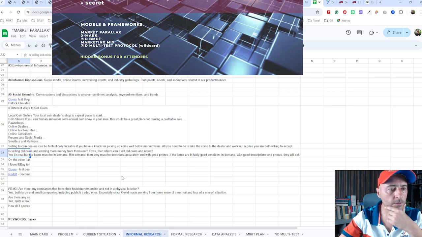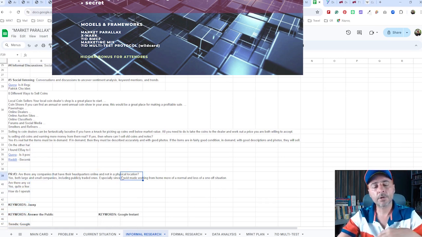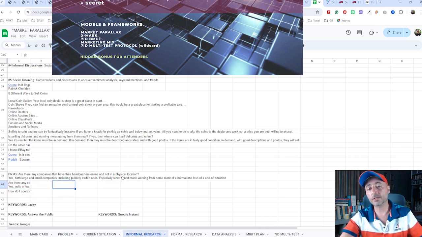Selling to coin dealers, is selling coins and earning more money from real. On the other hand, I found it. Quora, is it possible to make money from collecting coins? Reddit, becoming a coin dealer. Are there any companies that have their headquarters online and not in a physical location? That's another aspect of our research. That's part of the XMark framework, because the client wants to have an effective business model with headquarters outside his country, and he's looking for other solutions. So that was another aspect of my research.